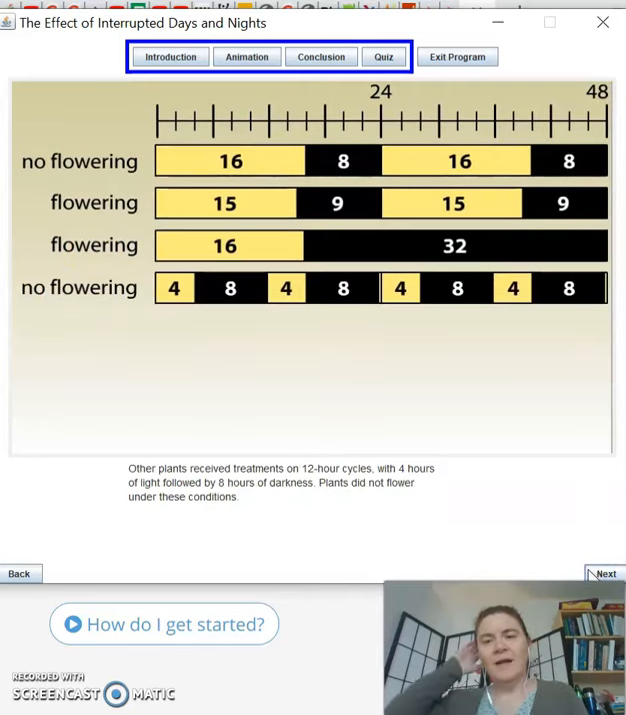Okay, now let's look at what happens when other plants received a 12-hour cycle with 4 hours of light followed by 8 hours of darkness. The plants did not flower under these conditions. 4 hours of light, 8 hours of dark, 4 hours of light, 8 hours of dark, and so on.